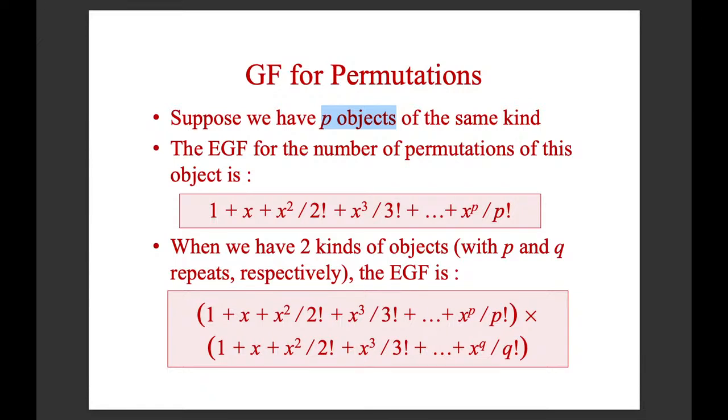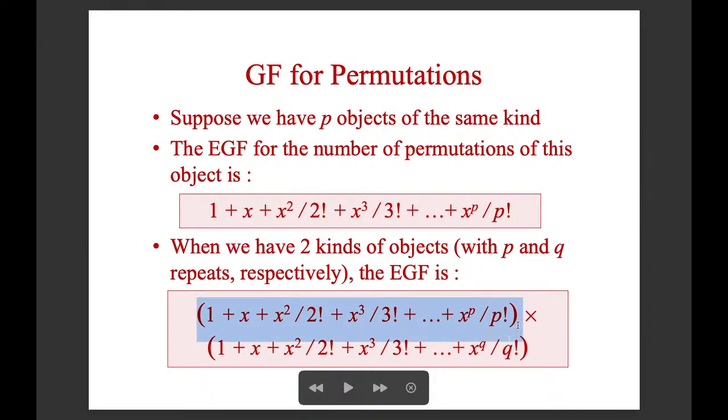And now, what we want to claim here is that suppose that we now have 2 kinds of objects. One has p of them, so we can select any number from 0 to p. And then we have another one, there are q of them. We can select any number from 0 to q. And then after the selection, we can make an arrangement, so we want to do the permutation. So how many permutations are there? The corresponding EGF will be the EGF for the first type of object multiplied with the EGF of the second type of object.